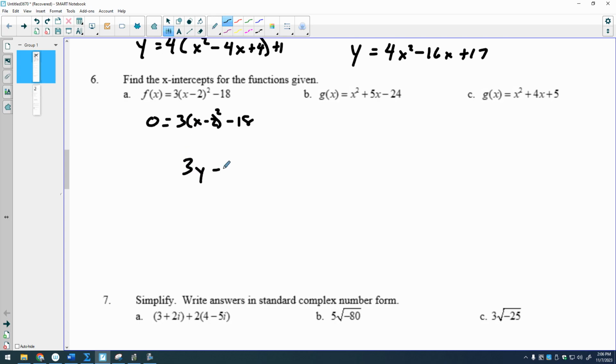If I had 3y minus 18 and I'm solving for y, I would simply get rid of what's being added or subtracted first. Then I would get rid of what's being multiplied, and then I could solve. So let's do the same thing. I'm going to add 18 to both sides. I want to undo multiplication, so I'll divide by 3.